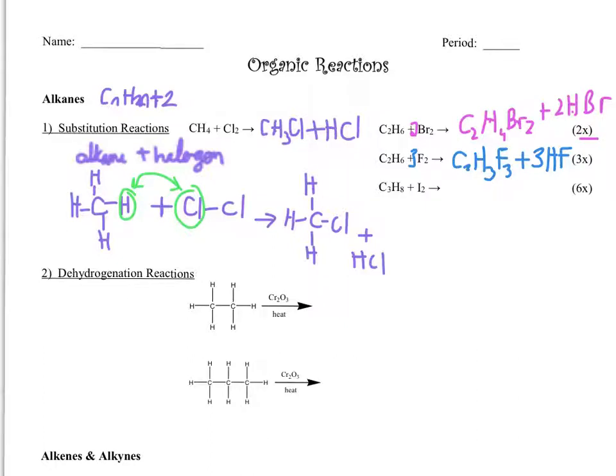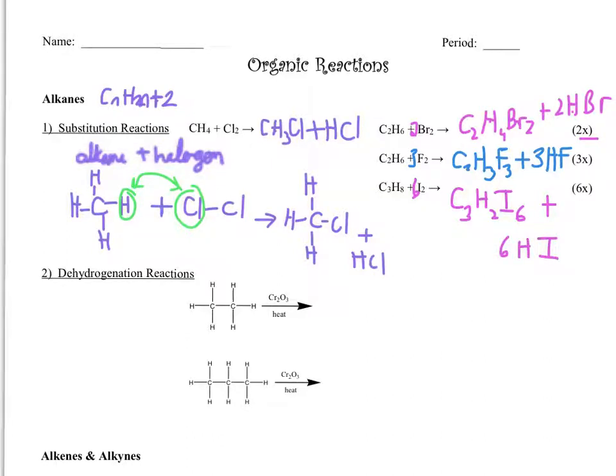Next one, I have C2H6 plus I2, and I'm going to do that 6 times. So my products are C3H, let's see, I started out with 8 hydrogens. I substituted 6 of them, so I only have 2 left. And those 6 hydrogens were substituted with 6 iodines. And then, as my byproduct, I have 6 HI left.